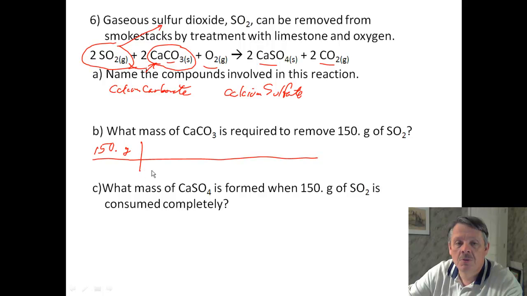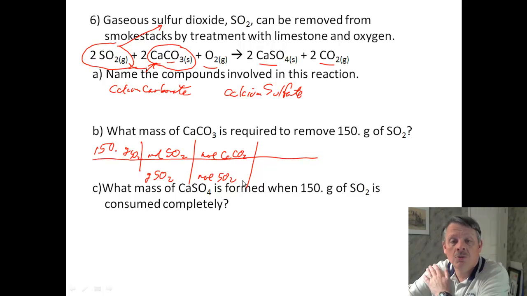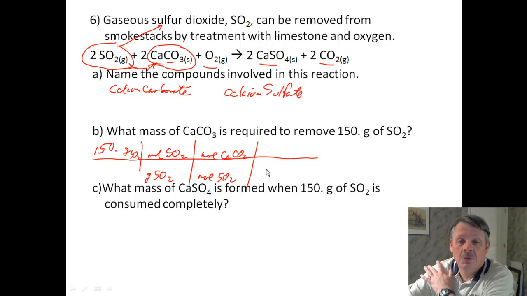We have 150 grams of sulfur dioxide. We have to get rid of grams of sulfur dioxide and go to moles of sulfur dioxide. This is just a standard stoichiometry problem. We have to go from moles of sulfur dioxide to moles of calcium carbonate. Remember, we can't just switch grams to grams. We actually have to go through moles because we have to use our molar ratios that we talked about in our previous podcast. And then we have to go from moles of calcium carbonate to grams of calcium carbonate.